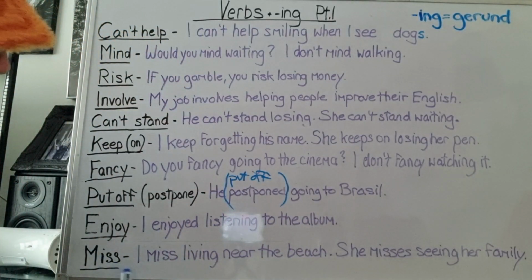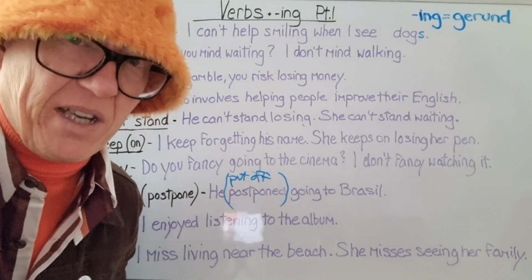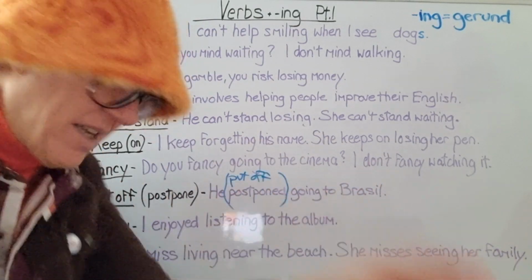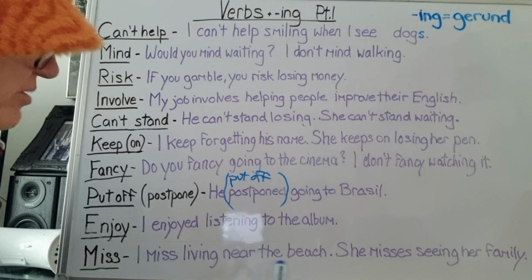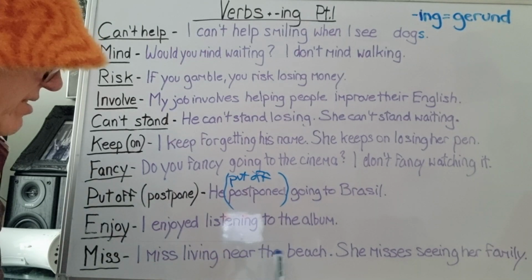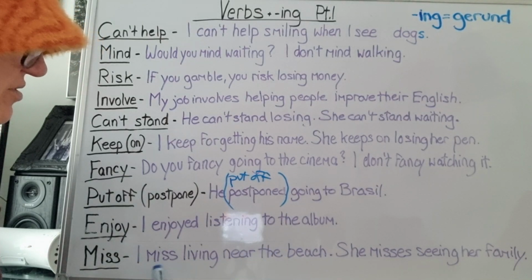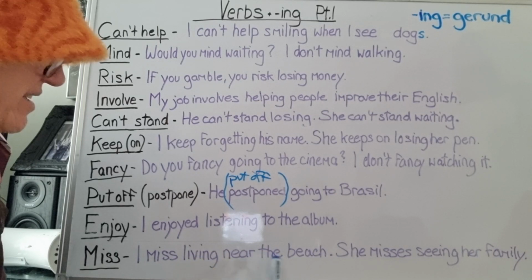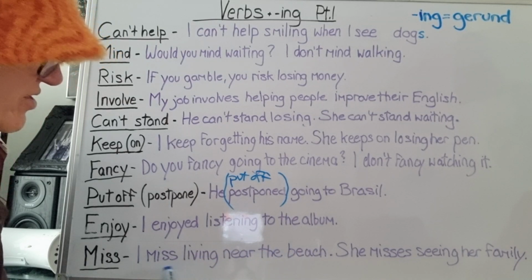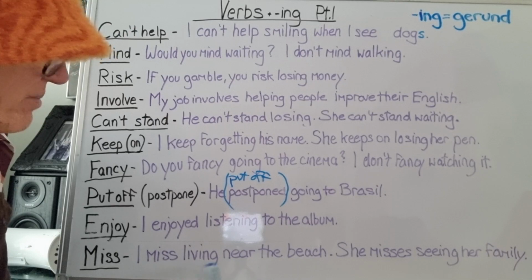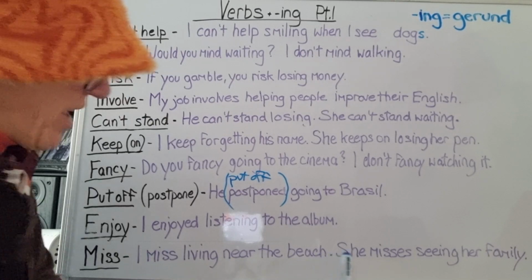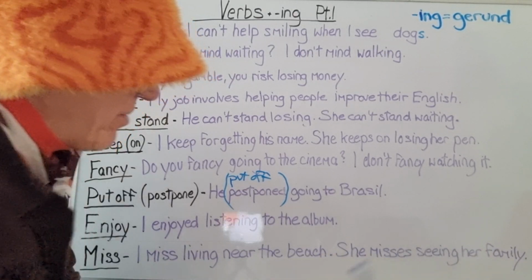And finally, miss. And miss also has 4 meanings, and we'll talk about those in another class. I miss living near the beach. I used to live near the beach. I don't now, but I wish I still did. I miss living near the beach. You can also use a noun. I miss her. I miss him. I miss it. She misses seeing her family.